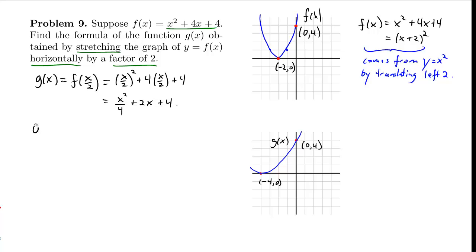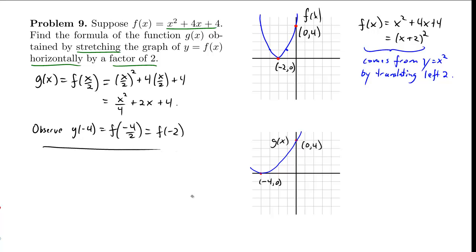Notice if we evaluate g at x equals minus 4, we get g of minus 4 equals f of minus 4 over 2, which equals f of minus 2. Thus the height of g above x equals minus 4 is the same as the height of f above x equals minus 2. So we've made the formula correctly.